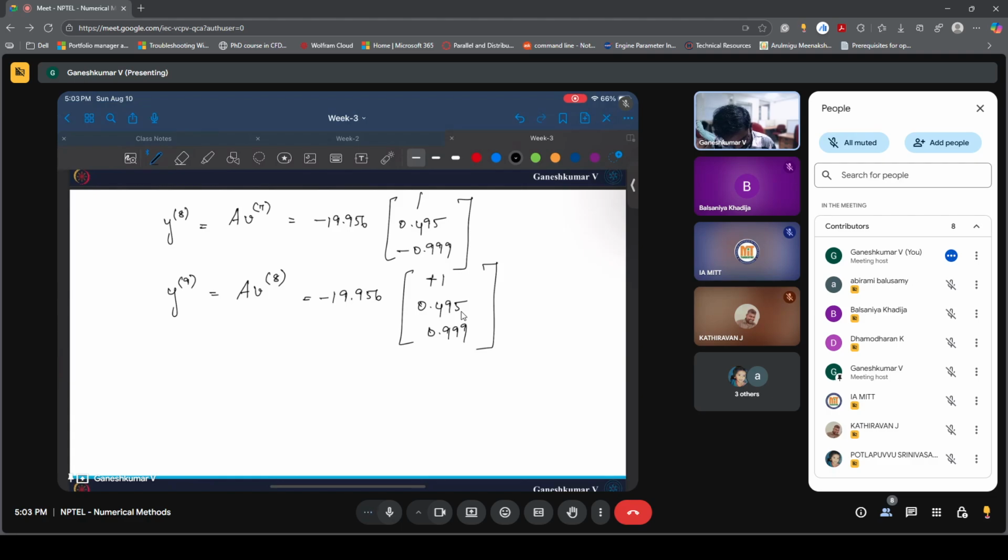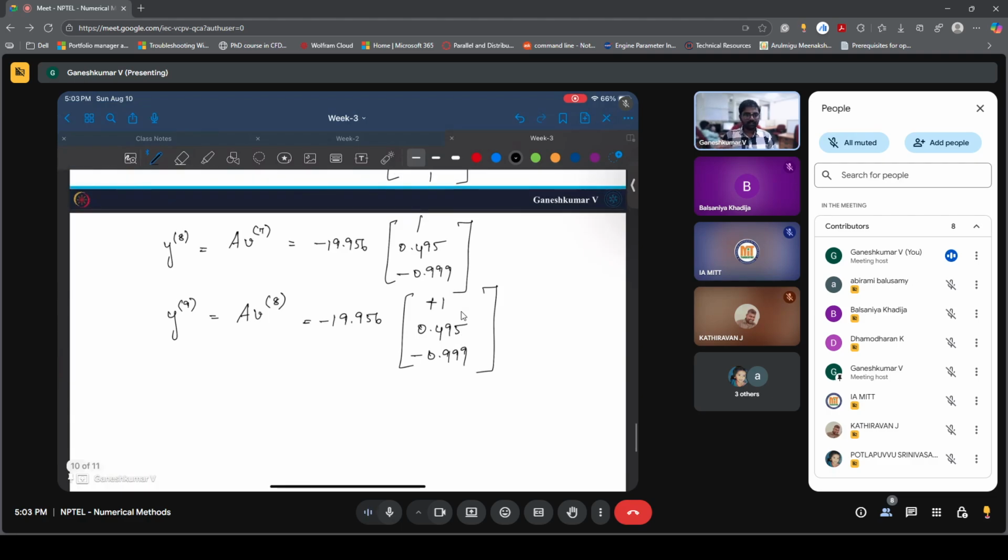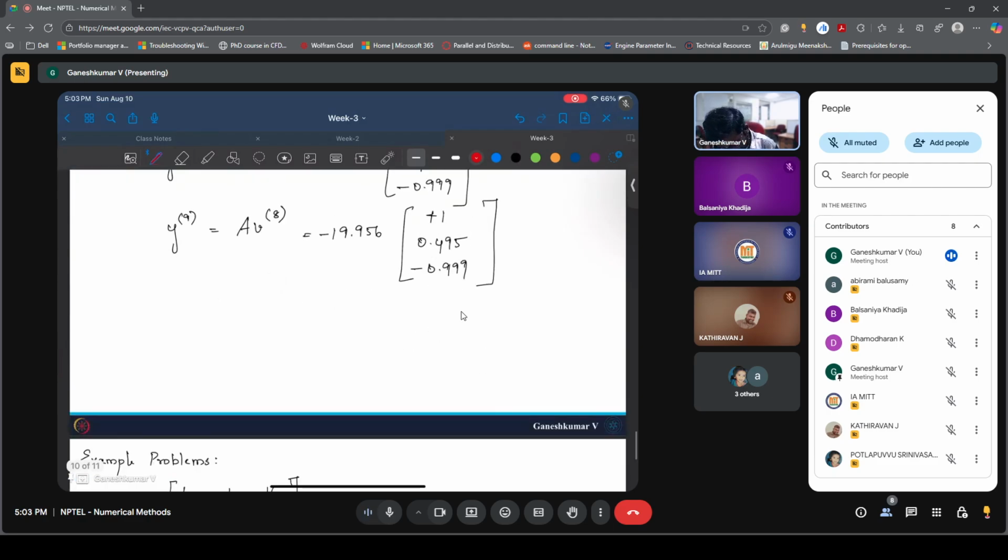Okay, sorry, this one minus. So you can see that the 8th iteration and 9th iteration give you the same result. It is changing in the 4th decimal, but at least up to the 3rd decimal you do not have any change, which means this is your eigenvalue. So what is your eigenvalue?